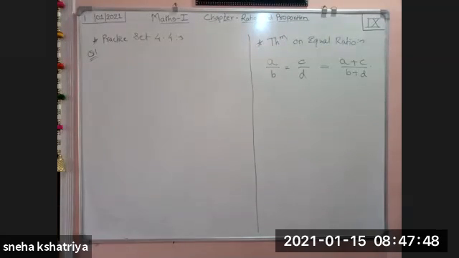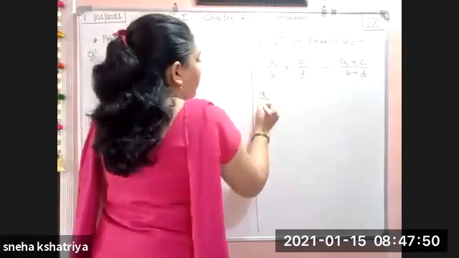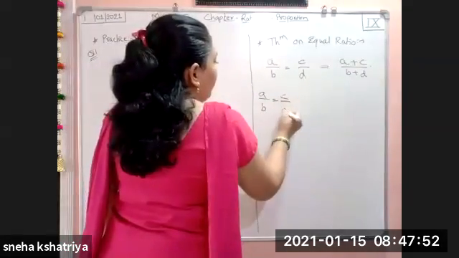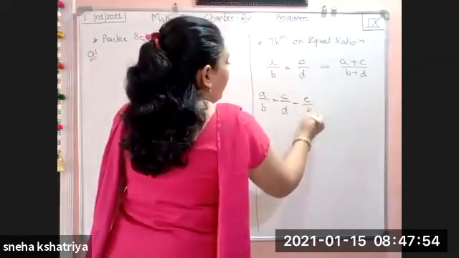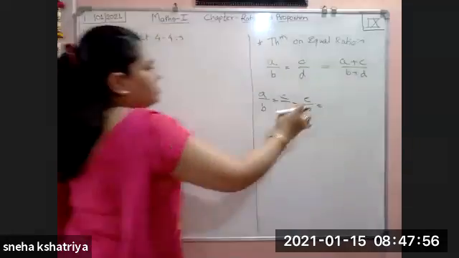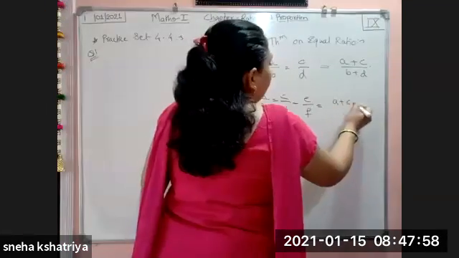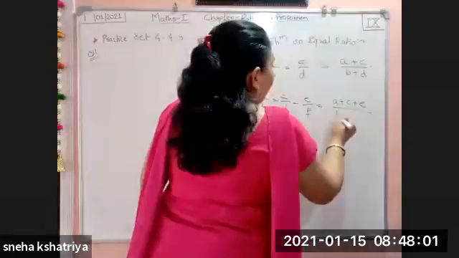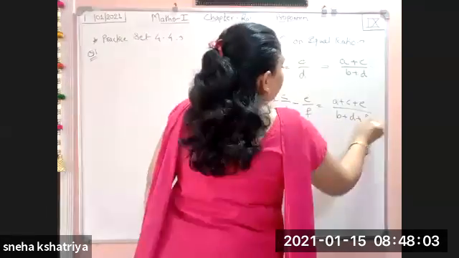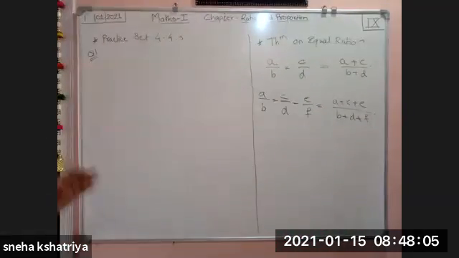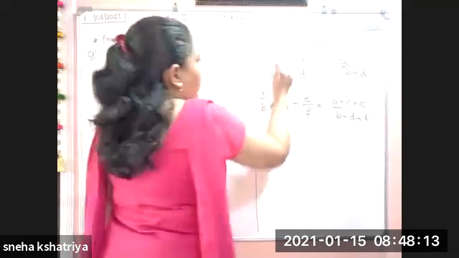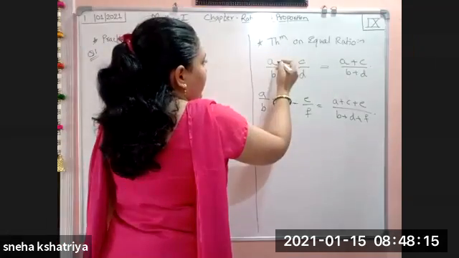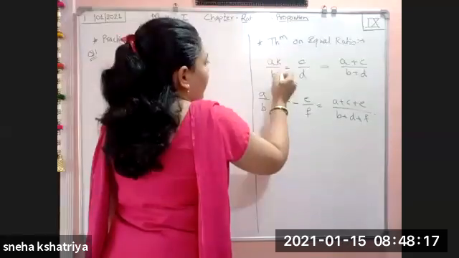If three ratios are equal, suppose A upon B is equal to C upon D is equal to E upon F, then we can write the addition of all the three: A plus C plus E divided by B plus D plus F. So the addition of all the three ratios, we can add at the numerator also and at the denominator also. And one more thing is given like that. Suppose some variable is multiplied here, k, k.